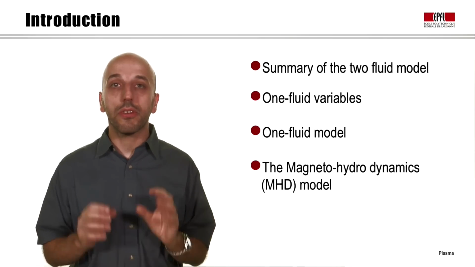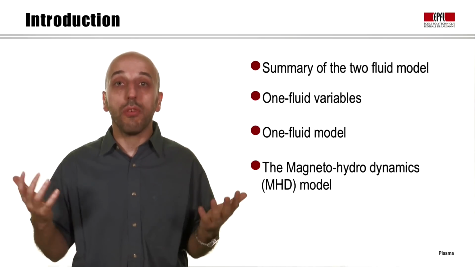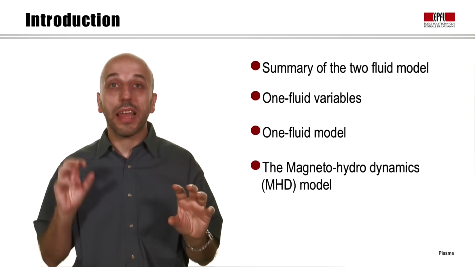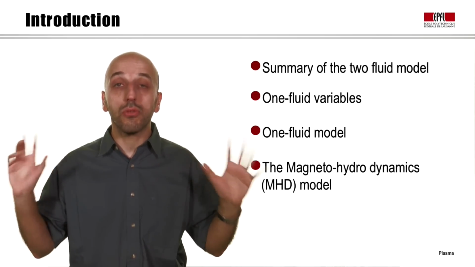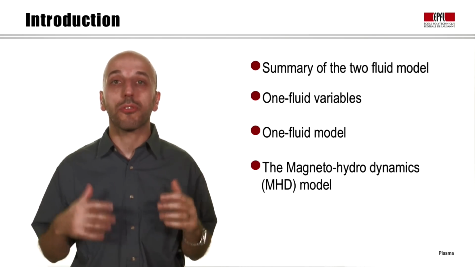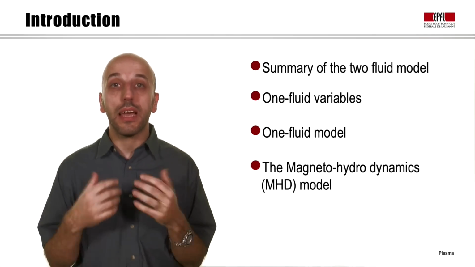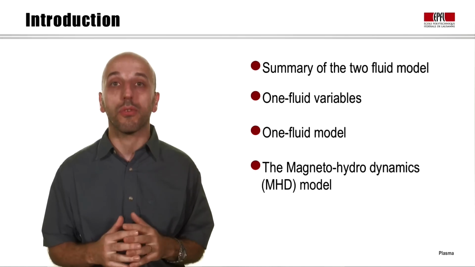In the past lecture, we have seen that it's possible to describe the plasma dynamics with a two-fluid model, basically describing electrons and ions as two different fluids. Today we will provide an even simpler description, one that is able to describe the plasma dynamics as the evolution of one single fluid.